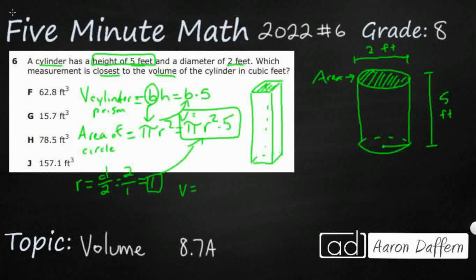So volume equals pi times 1 squared times 5. All right, so that's just going to be pi times 1, because 1 squared is 1 times 1, which is just 1, which means I don't even need that 1. Anything times 1 is itself, times 5. So really, it's just going to equal 5 pi. Pi is about 3. It's a little bit more than 3. So if I were to do that times 5, I'm going to get about 15.7. My answer is G.